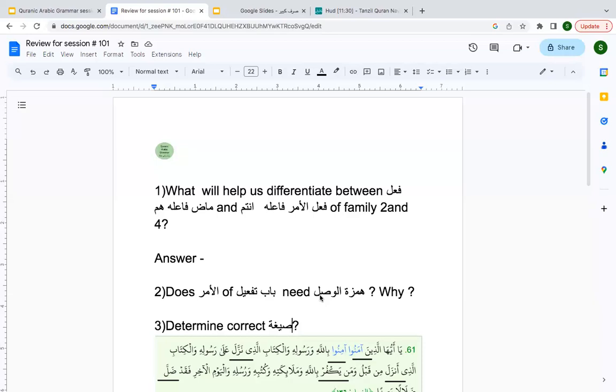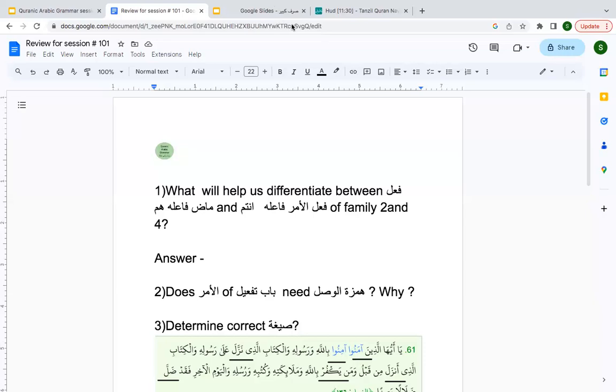Right? So if I have Nasara yansuru, and if I try to make an amr from tansuru, when I remove alamatul mudari and I am going to make my mudari majzoom, I have put sakoon on my last letter. Can I start a word with noon sakoon? Yes or no? No, right?